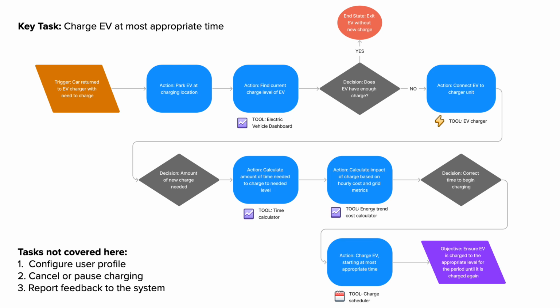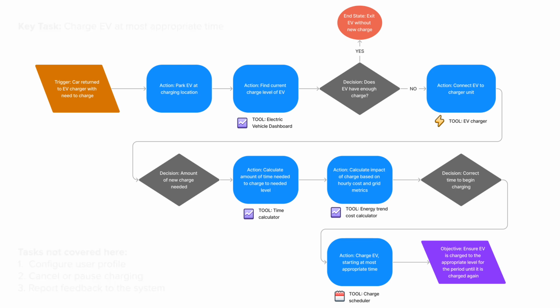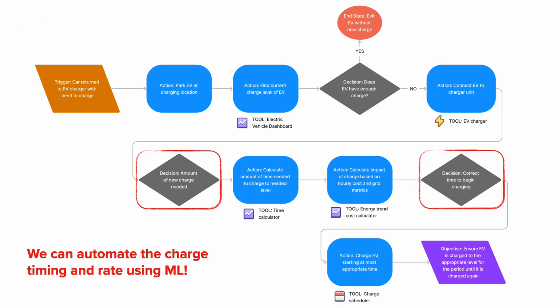There are three key decision points here. First, does my EV have enough charge? Second, what is the amount of new charge needed? And third, when should I start charging my car before I need to head to work tomorrow in order to have enough time? And really what occurred to me is that those later two decision points, the amount of new charge needed and the correct time to begin charging, can be automated using machine learning.